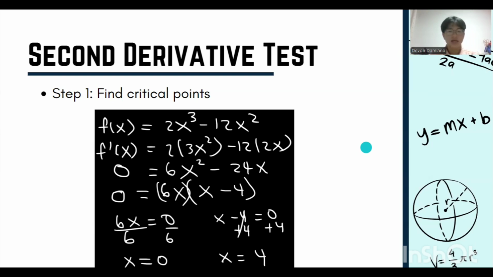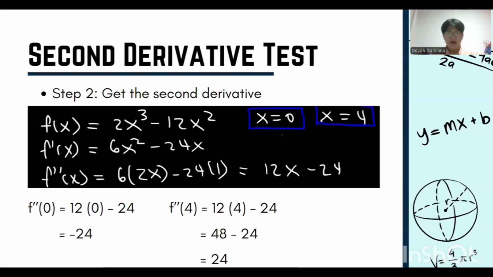Next step is to get the second derivative. After differentiating 6x squared minus 24x, we get 12x minus 24. From this, we just plug in the critical points that we got earlier, 0 and 4. So f double prime of 0 will be 12 times 0 minus 24, giving us negative 24. Then f double prime of 4 will be 12 times 4 minus 24, 48 minus 24, giving us 24.